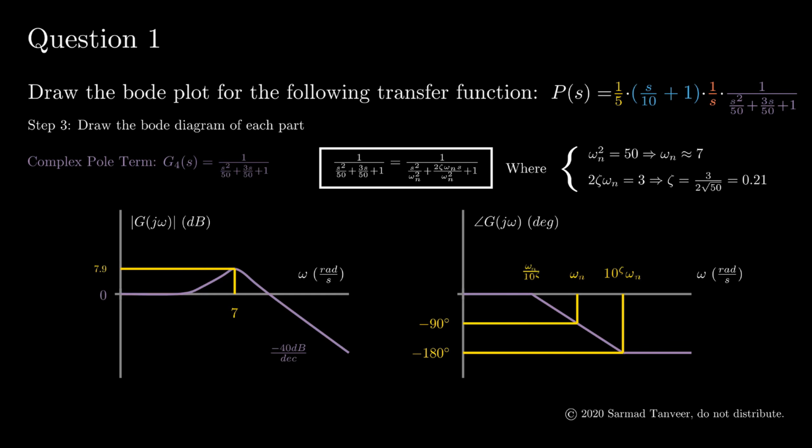For this same term, the phase plot starts at 0, decreasing slope at a frequency value of 4.36, achieving minus 90 degrees at a frequency of 7, which is omega n, and finally stabilizing at a value of minus 180 degrees at a frequency of 11.5.